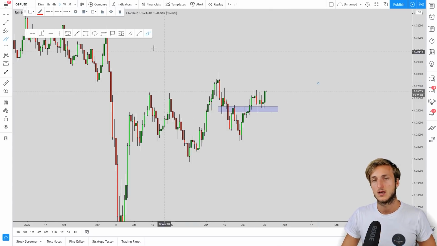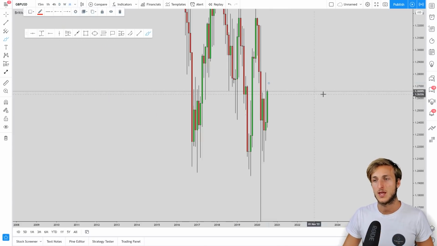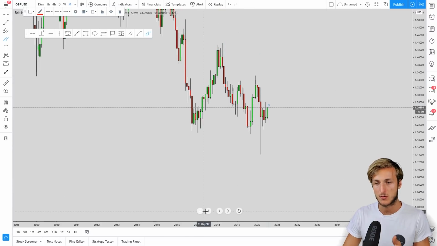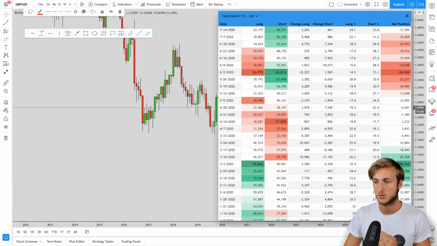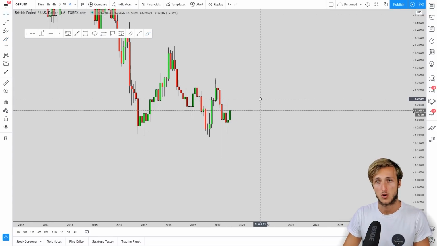So let's start our full breakdown from the monthly time frame and go down all the way to the 4 hours, check what we have from a COT perspective and see where we can be looking for the next opportunity.